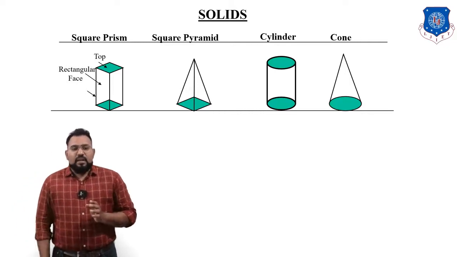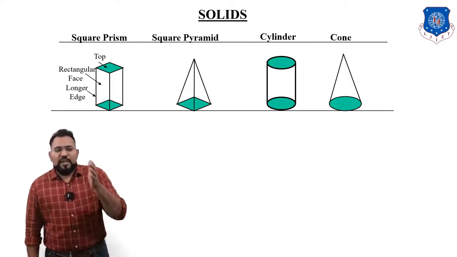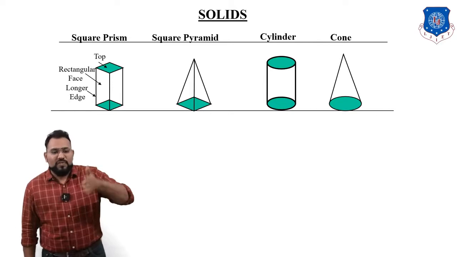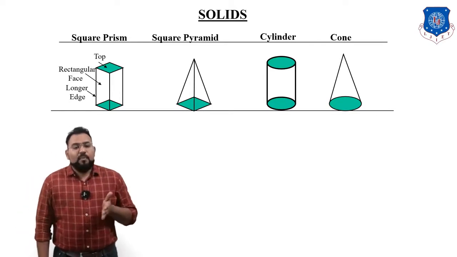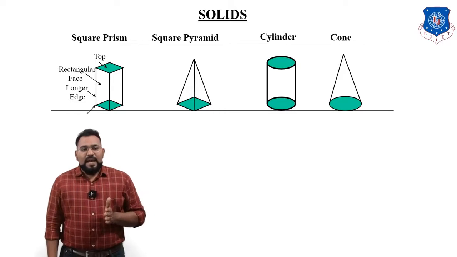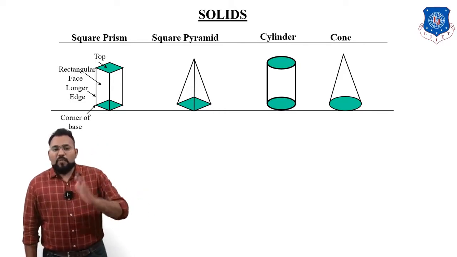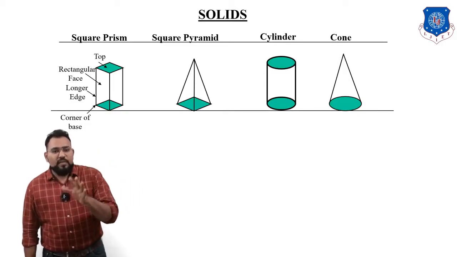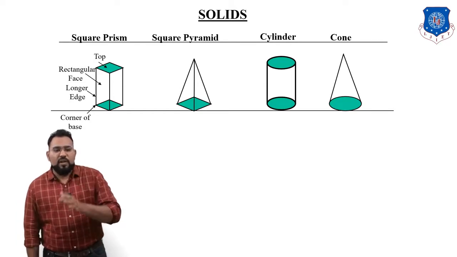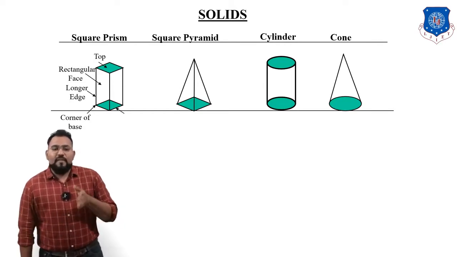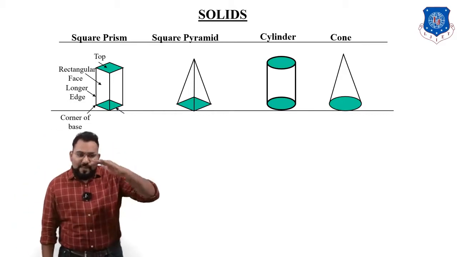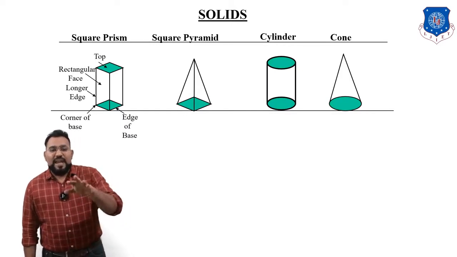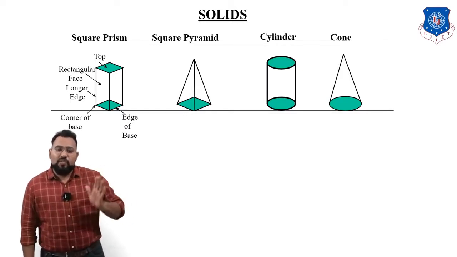Okay, now next, this is known as longer edge. When I say longer edge of the square prism, you have to see the edge which is connecting the top and bottom portion of the square prism. Okay, now next, when I say corner of the base, you have to see the base of the square prism. If it is a square prism, it has 4 corners. So this is known as corner of the base. Okay, next thing, when I say edge of the base, you have to see the base, and edge of the base means side of the base. Square prism has 4 sides, so you can see the edge of the base. Okay, so now you will understand when I say edge of the base.